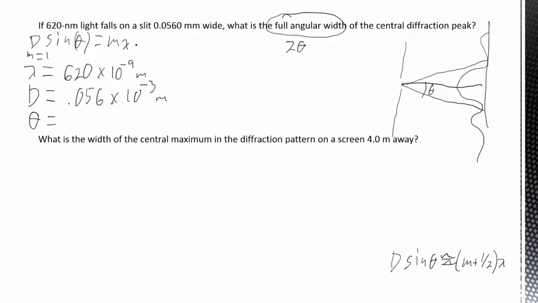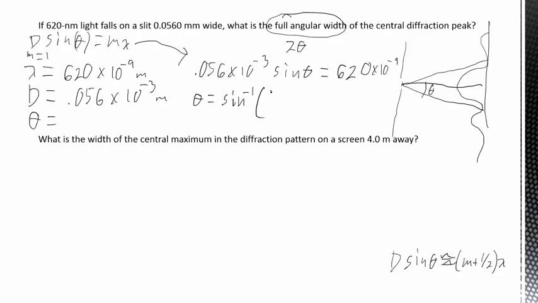So if we start plugging into this equation over here, where I've got some room, 0.056 times 10 to the negative 3rd, sine of theta equals, oh yeah, I thought I screwed that up and mixed up my numbers there, but we're good. 620 times 10 to the negative 9th. Now if I'm going to solve this for theta, I need to divide that to the other side and then take the arc sine. So theta is going to be the arc sine of 620 times 10 to the negative 9th over 0.056 times 10 to the negative 3rd.